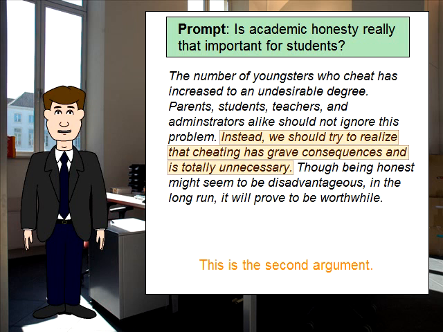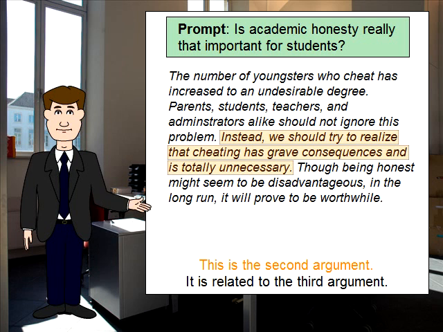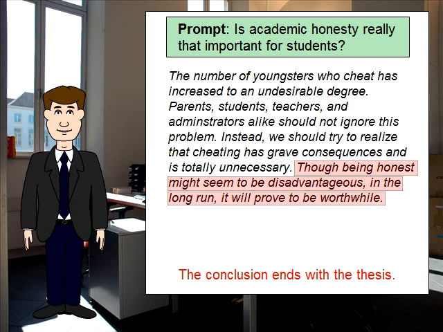The next sentence summarizes a second argument in the outline, which talks about the consequences of cheating. Notice how we use the word instead to connect these 2 arguments. That's a connective word, which you can learn about in a different module. And finally, we end with our thesis statement. The thesis reminds the reader of the main idea of the essay.